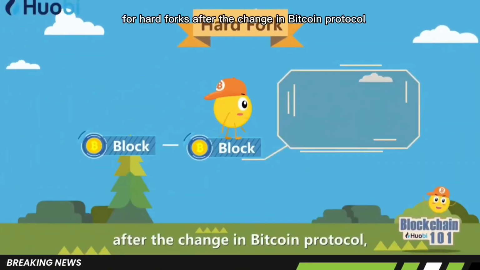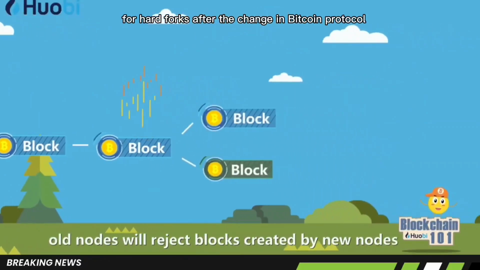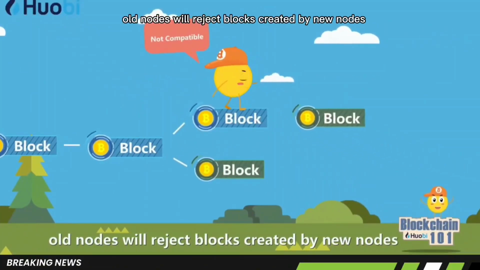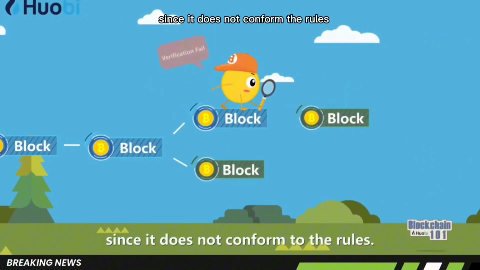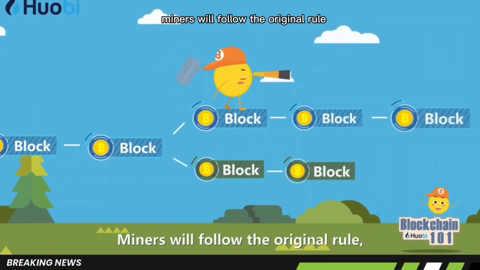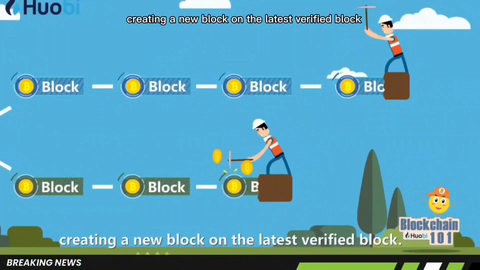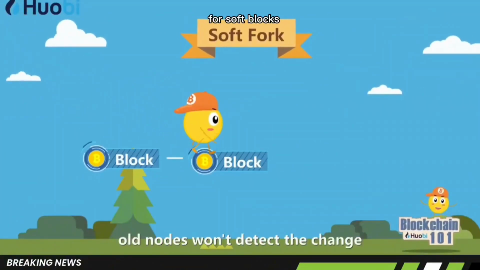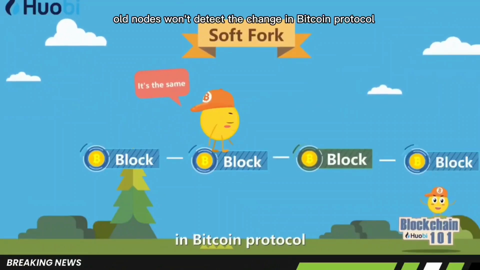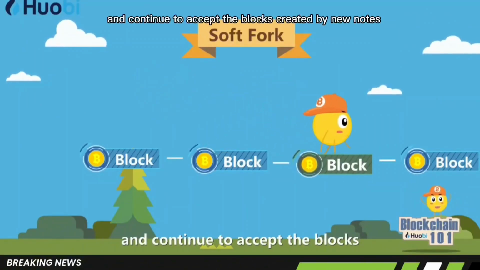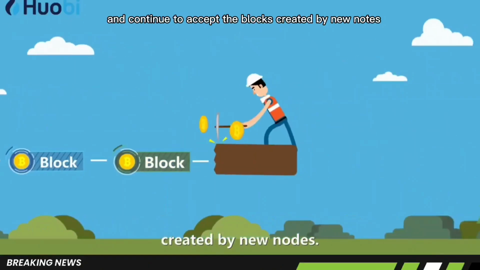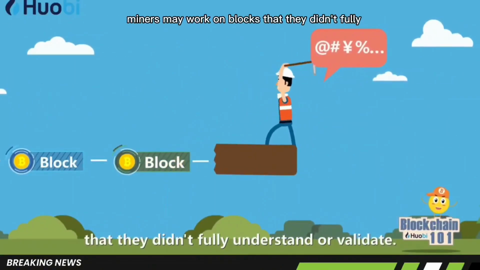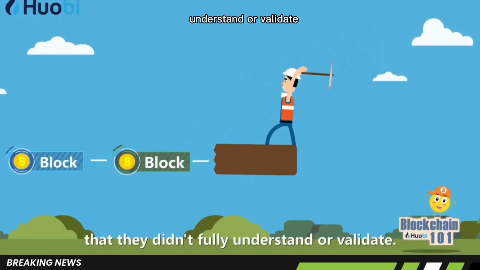For hard forks, after the change in Bitcoin protocol, old nodes will reject blocks created by new nodes since it does not conform to the rules. Miners will follow the original rule, creating a new block on the latest verified block. For soft forks, old nodes won't detect the change in Bitcoin protocol and continue to accept the blocks created by new nodes. Miners may work on blocks that they didn't fully understand or validate.